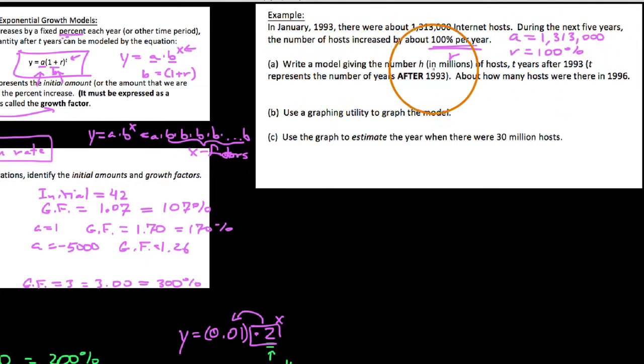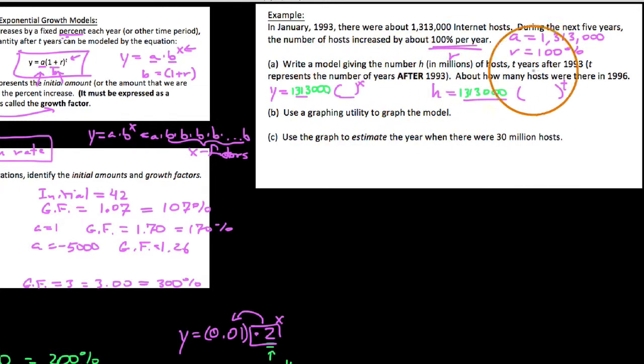We're asked to write a model giving the number h in millions of hosts t years after 1993, where t represents the number of years after 1993, and then use that to find how many hosts there'd be in 1996. What we're really saying is we could write this as y equals initial amount times base to the power of x. We were asked to write it as h instead of y, so it'll still equal initial amount times base to the power of t, where t is time. So in this first case, our initial amount is this 1,313,000.